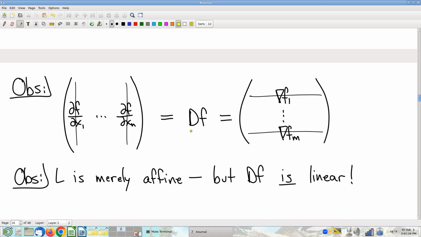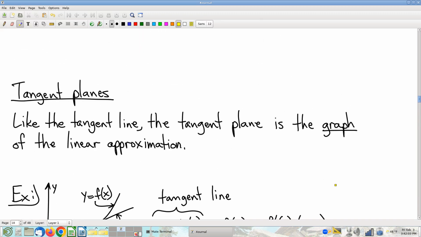Again, reminder, let's be quick about this. Technically the linear approximation is not linear. It's something called affine. You don't need to worry about that. Df, though, being a matrix, and matrices are linear transformations, is why they call it a linear approximation, because most of the heavy lifting done by the formula is done by that matrix, and that matrix is linear. Okay, moving along.